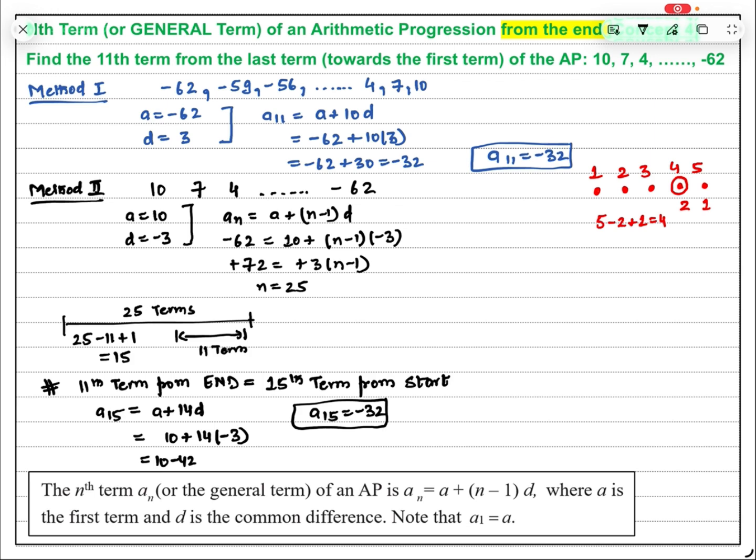So you should be able to apply both these concepts for finding the nth term from the starting or finding the nth term from the ending.